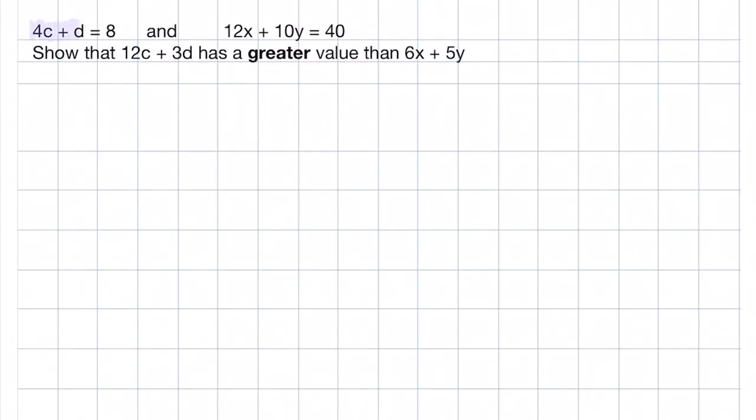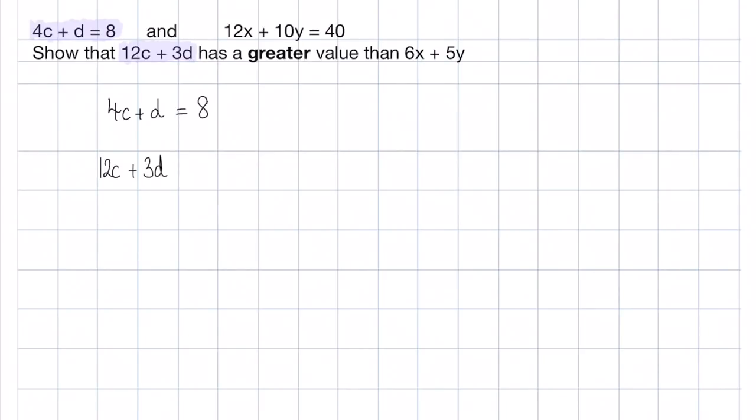So my first part is 4c add d equals 8. And the thing that correlates in the show that line to that is the bit with the c and the d in it. So I'll just focus on that first. I'll say 4c add d is equal to 8. And I've got 12c add 3d. Forgotten the c there, so I'll just do that bit again. So I've got 12c add 3d.